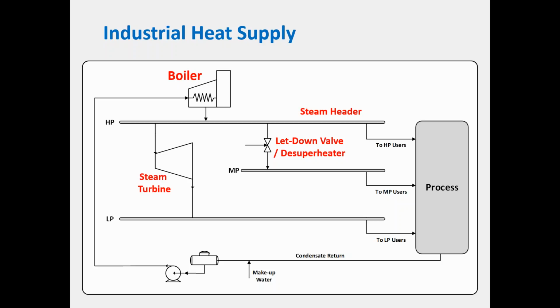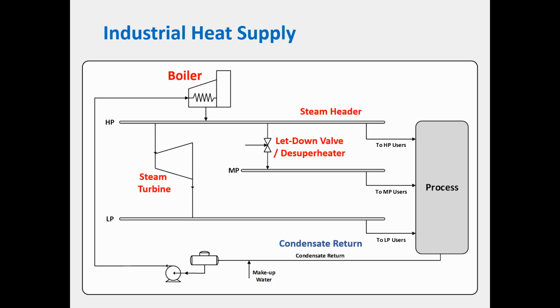We may have a steam turbine, so we may have cogeneration. Instead of having a letdown valve, we actually use a steam turbine, in this case a back pressure steam turbine, to drop steam from one pressure to another and generate power as part of that letdown, and then we supply heat to our process.